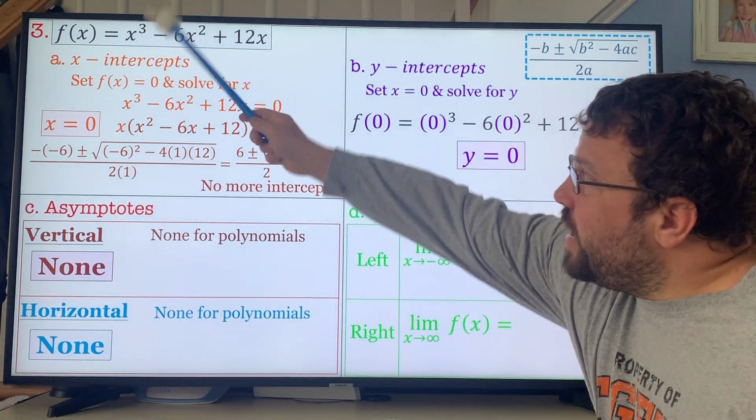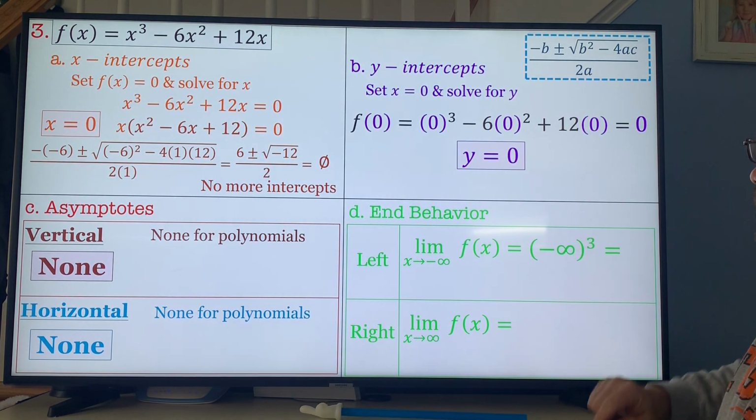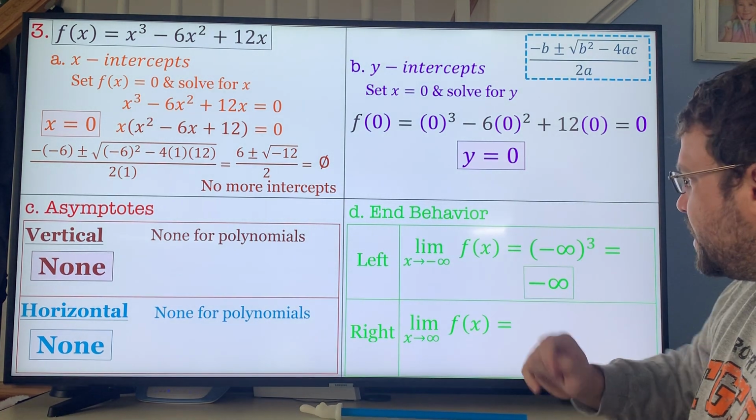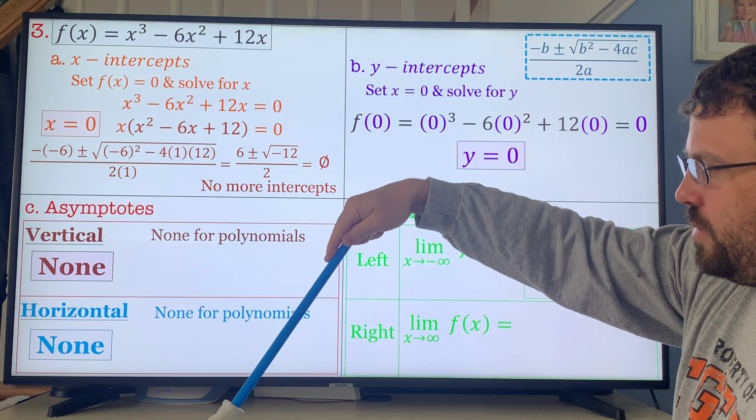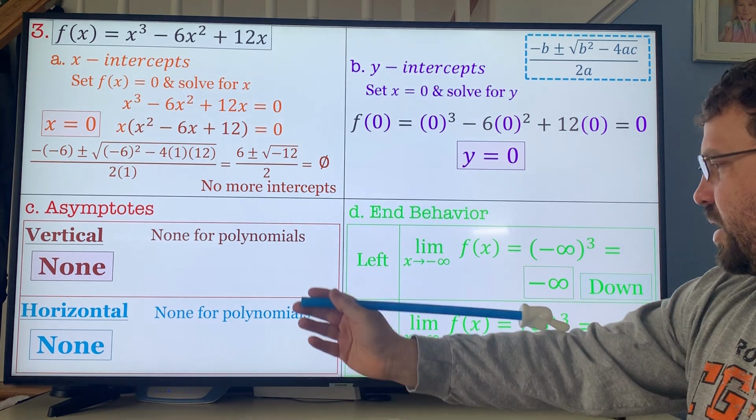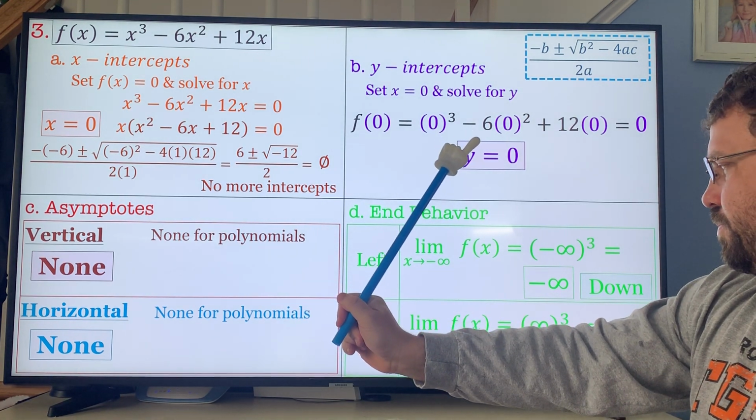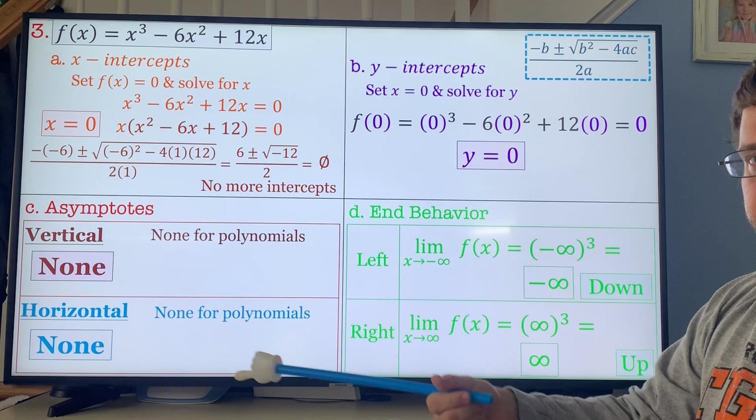Negative infinity, highest degree term there is x cubed. Negative infinity to the third power is negative infinity because there's 3 negative signs, means it's going down. Positive infinity, we use x to the third again. Going up. There we go.